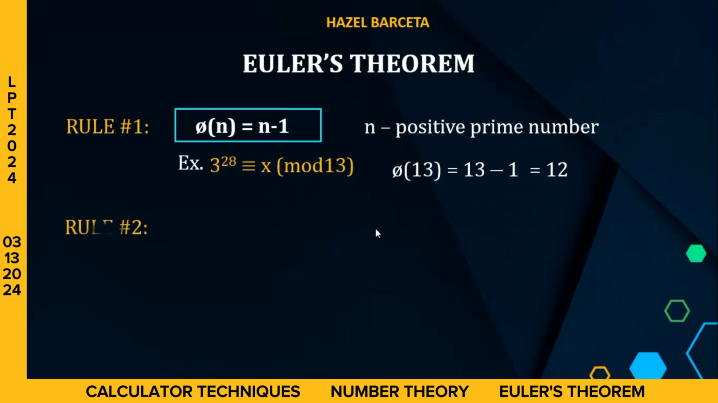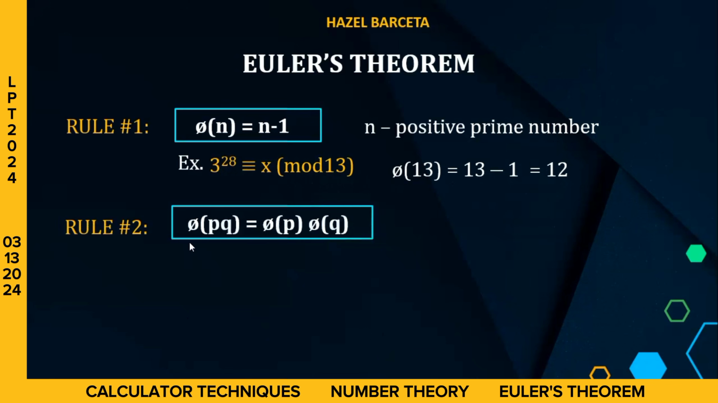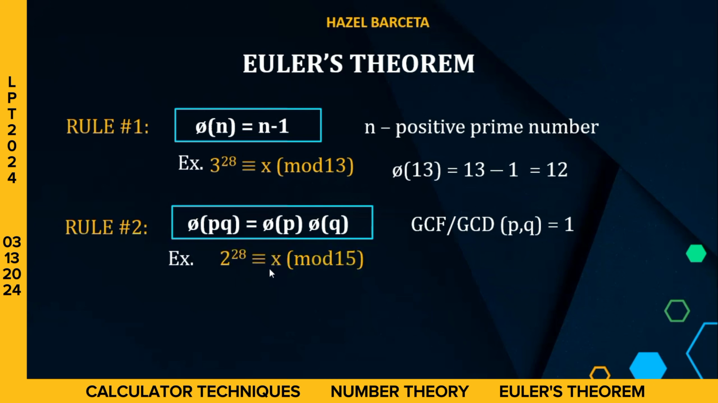Rule number 2. We have totient of PQ is equal to totient of P times totient of Q, where the GCF of P and Q is equal to 1. So, dapat daw po relatively prime ang P and Q. So, let's have an example. We have 2 raised to 28 is congruent to x mod 15. So, check po natin, ang A natin ay 2 at 15 naman ang N. Therefore, relatively prime dahil wala na po silang common factor maliban sa 1.